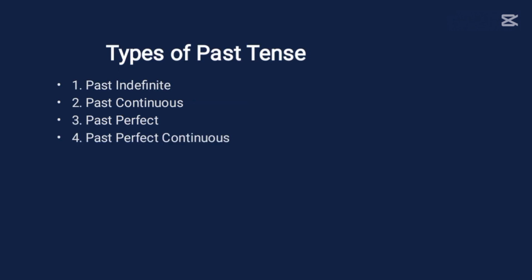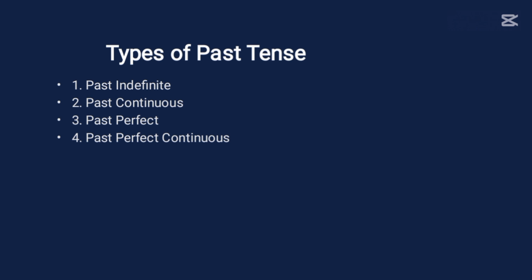So first of all, we know about what is past tense. Past tense shows actions that already happened. It often uses ed for regular verbs and irregular ones change forms. There are four types of past tense. The first one is past indefinite, the second one is past continuous, the third one is past perfect, and the fourth one is past perfect continuous.